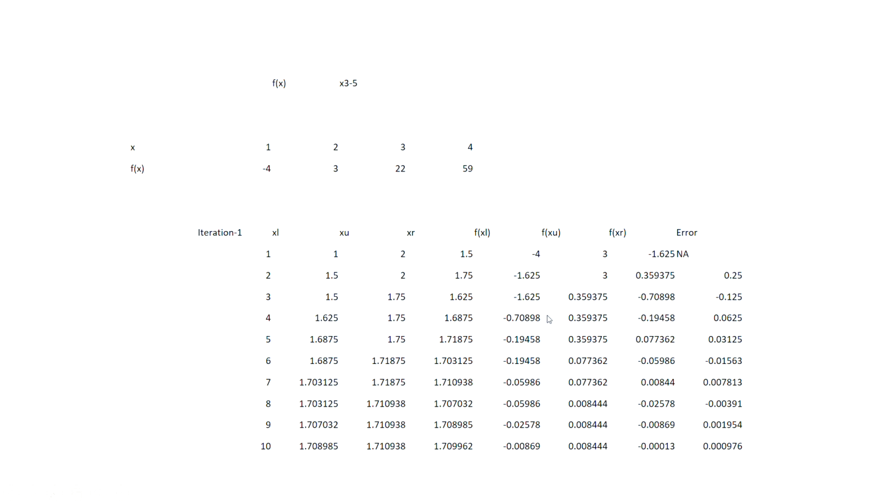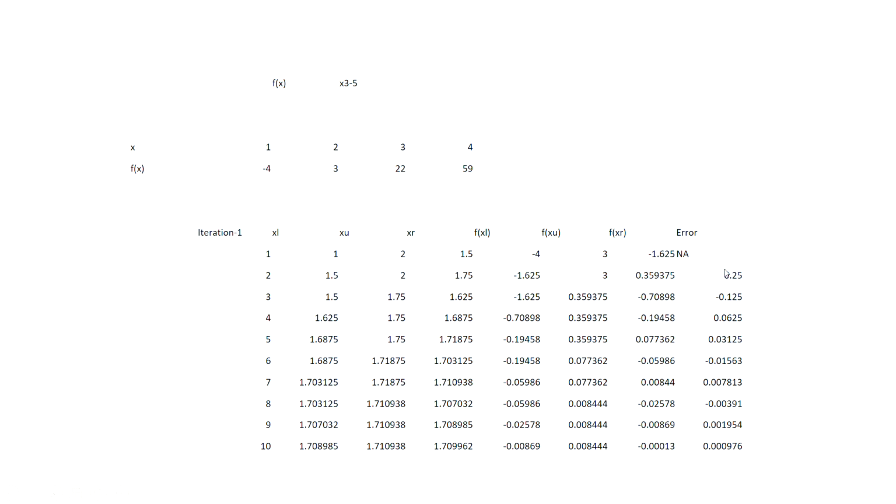In this way we are performing the iterations until the function value at xr approaches 0. As we can see, for x is equal to 1.7099762, the function value approaches 1.3 into 10 to the power minus 4, which is very close to 0. So these are iterative methods. Finding the exact solution will be difficult. We basically approach the exact solution in this way.